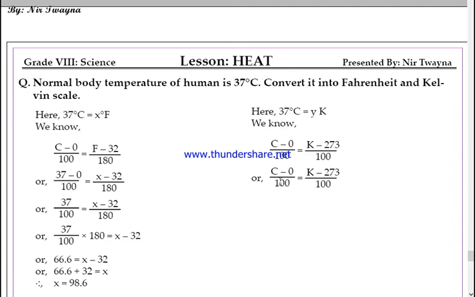Now see, we have the Celsius value. Our Celsius value is 37. 37 minus 0 by 100. 37 minus 0 means it will give you the same value. See, 37 minus 0 is 37, isn't it? It will give us the same value.